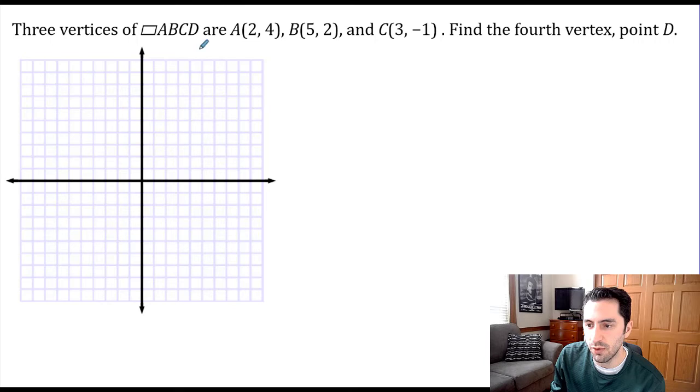So we have (2, 4). So this is point A. (5, 2). 1, 2, 3, 4, 5, and 2. And lastly, the point C is (3, -1).